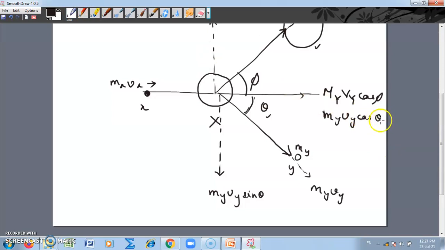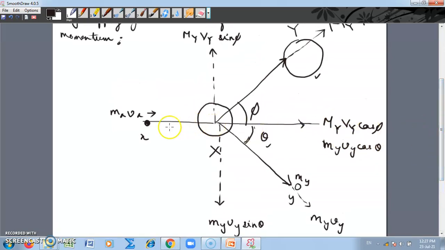So that means we can write the momentum conservation equation in the vertical and the horizontal direction separately, which we'll do in part B of today's class.